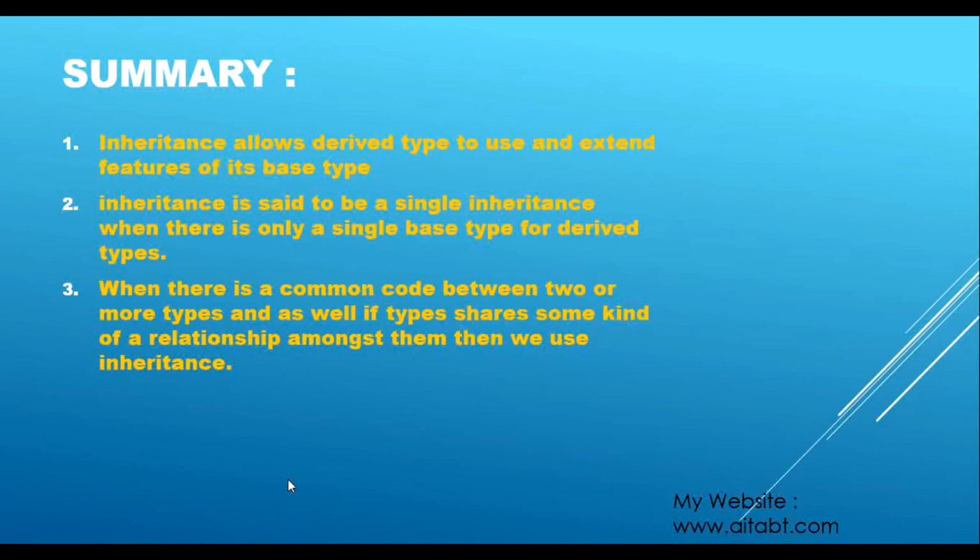Okay, so now what is the third point? When there is common code between two or more types, and if the types share some kind of relationship amongst them, then we should use inheritance. And that's what I told you just now. If there is a certain kind of relationship and we figure that out, then only we should use inheritance. Otherwise it will only increase the complexity in the application, and that we should avoid.